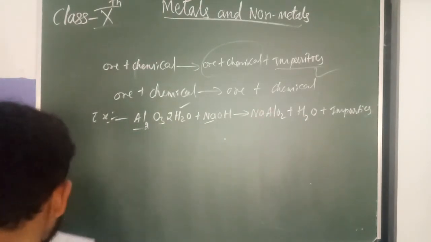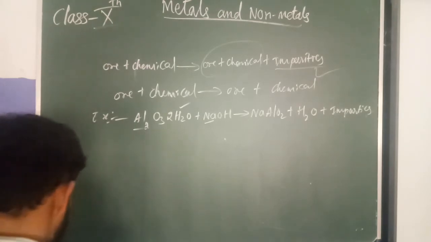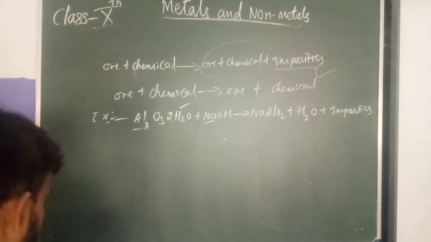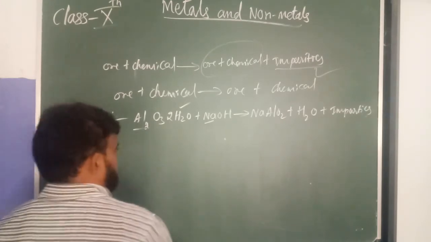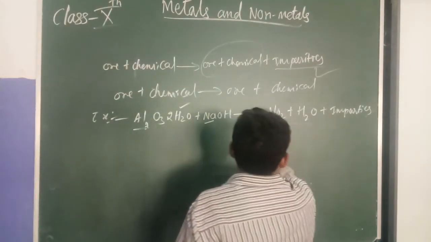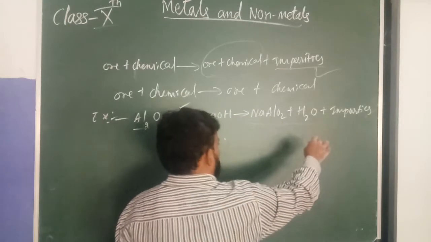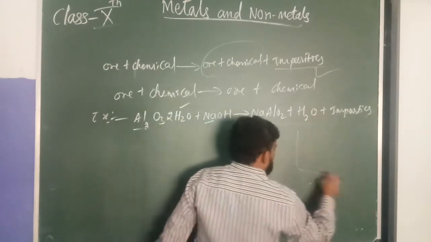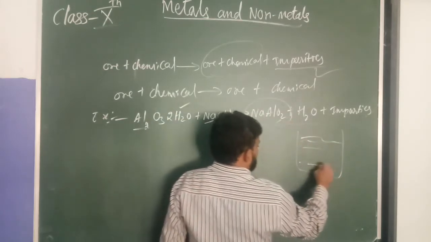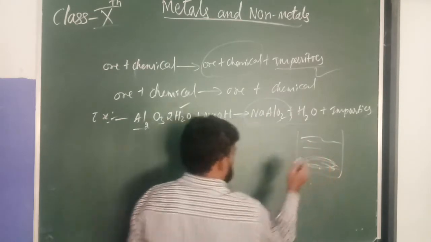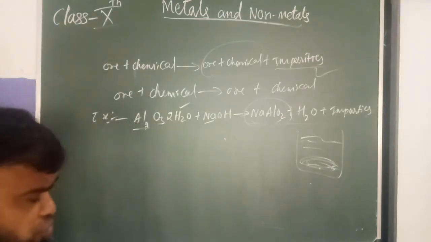If you take this NaOH, you can separate it here. Again, you separate this. The water remains in the container at the top, and this sodium aluminate will rest with the gangue particles at the bottom. Understood?